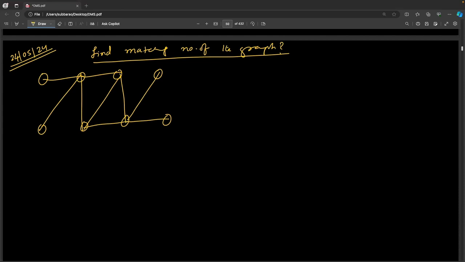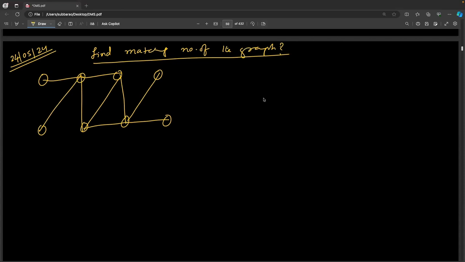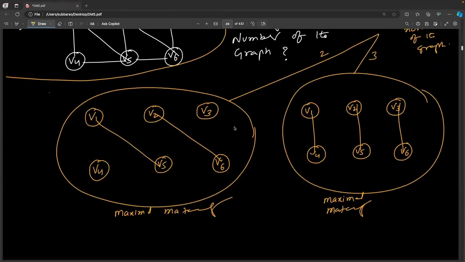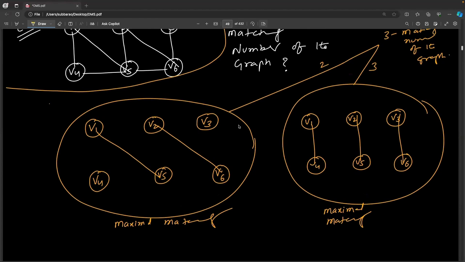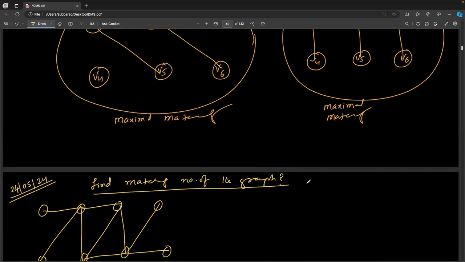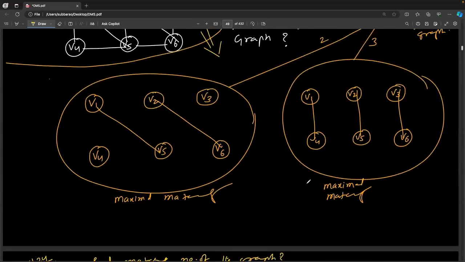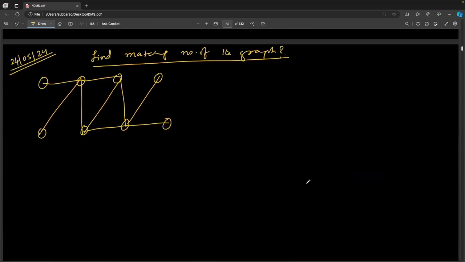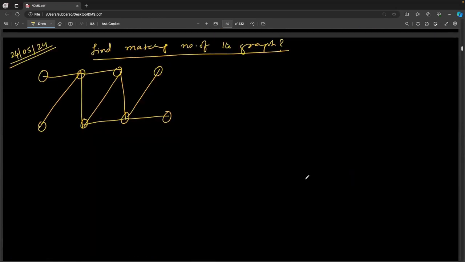Try whatever you are thinking. If you are not getting, can you go to the previous problem and check? You can see this problem. For this graph, it is the matching number. Continuation of the previous problem. Find out what is the matching number of the graph.